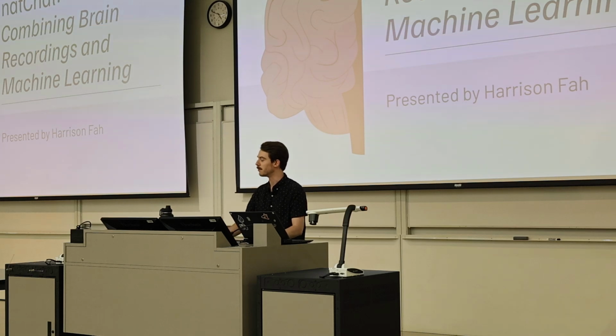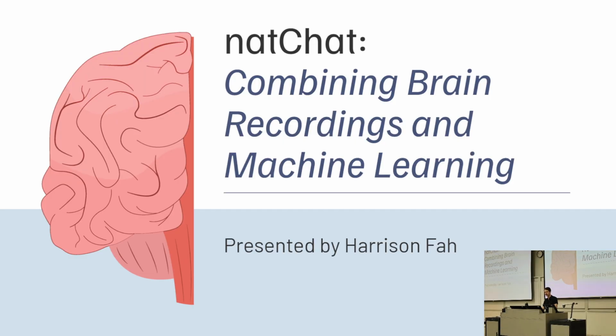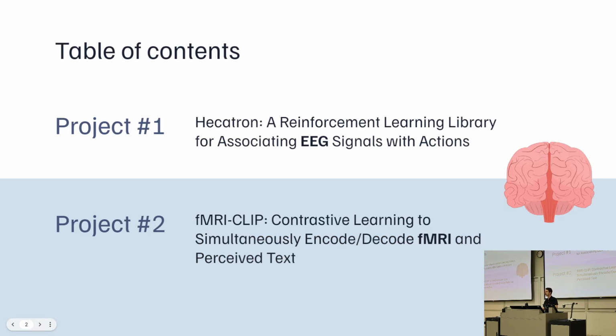Hello everyone, I'm Harrison. I'm a third-year master's student here at the University of Alberta in computing science. Like they said, my research mainly focuses on using machine learning for problems related to Alzheimer's disease. But today I'm going to be talking about two different projects that I've worked on that involve both AI and neurotechnology. The first one's called Hecatron, and it uses reinforcement learning with EEG signals. And then the second project is called fMRI-CLIP, and it uses contrastive learning with fMRI signals.